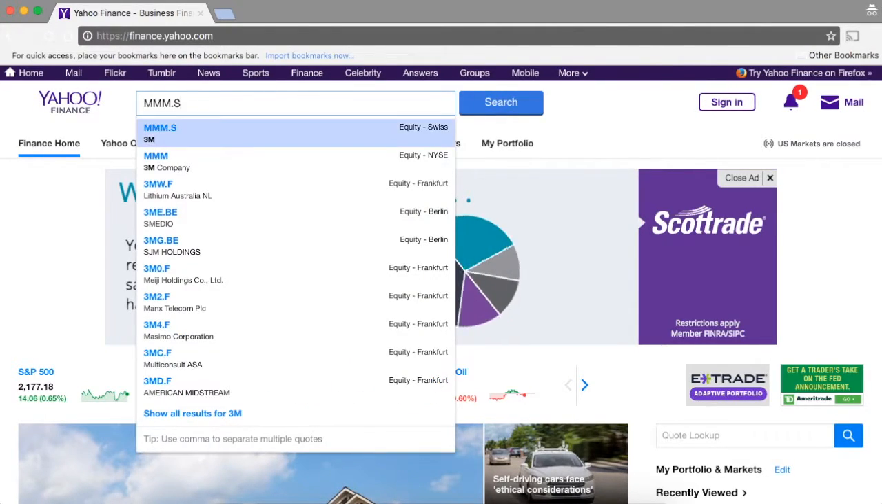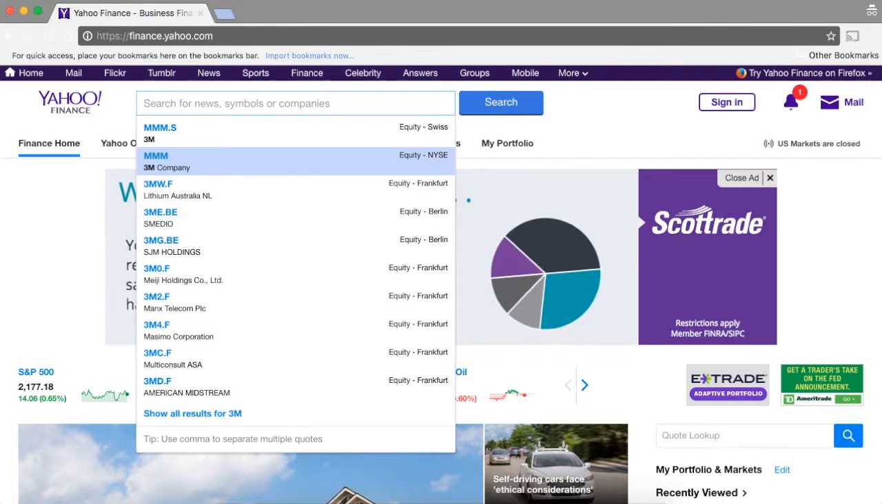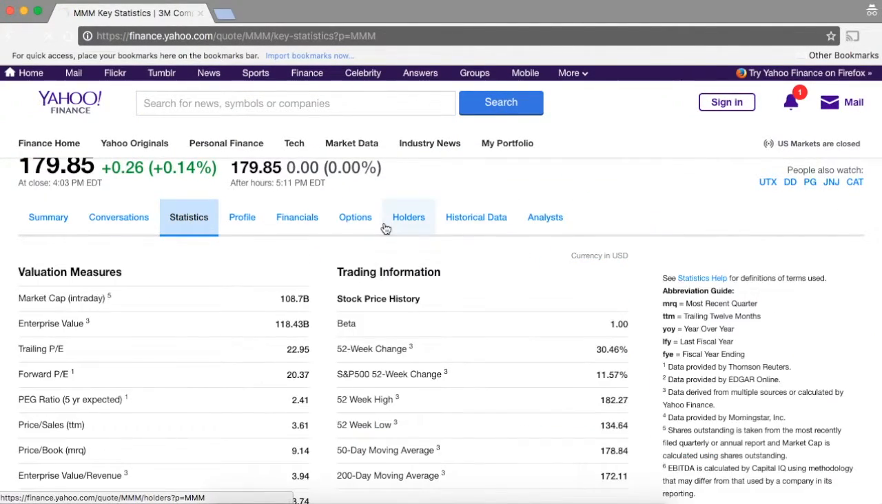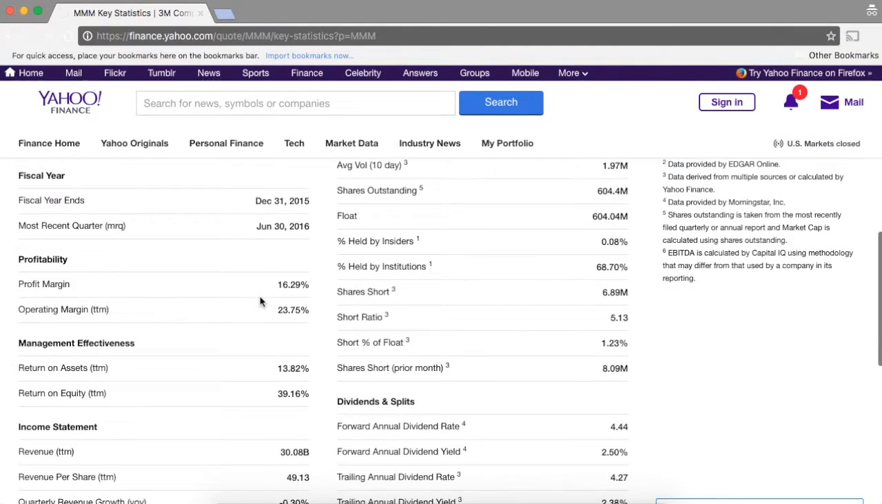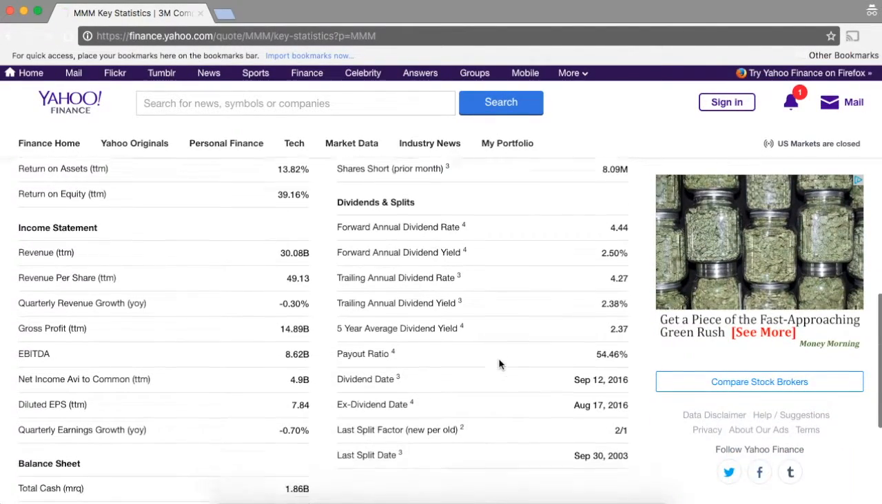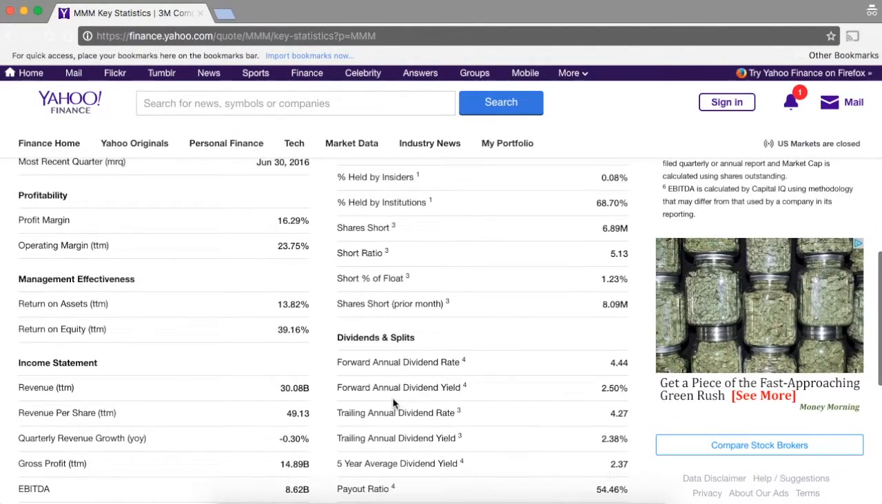One of the companies that I looked at in my analysis was 3M. Here under statistics, I was able to find the two factors that I'm looking at in my analysis, which will be the operating margin of the company and the forward annual dividend yield.